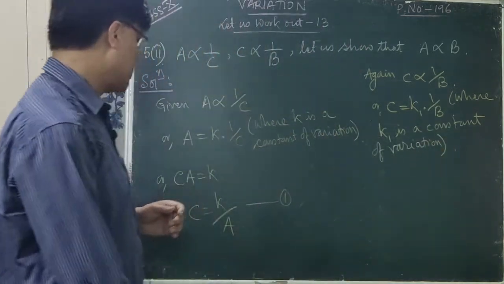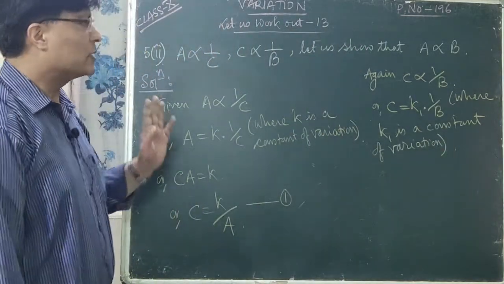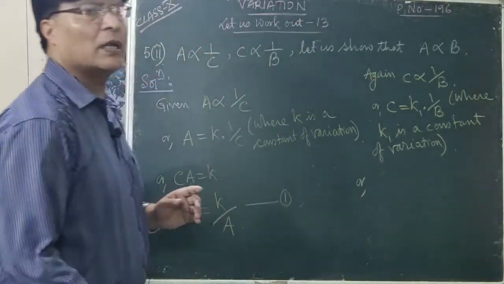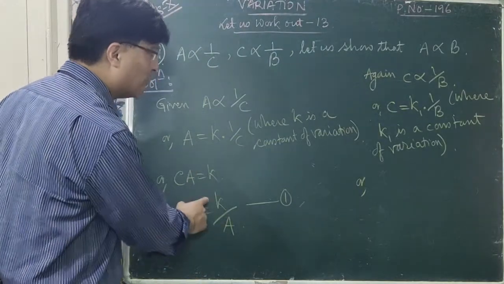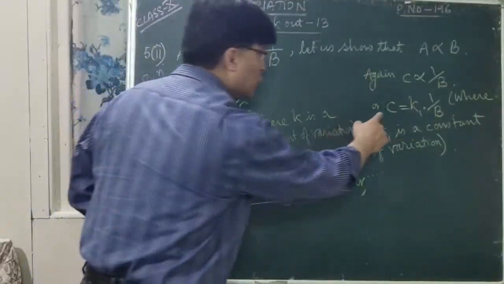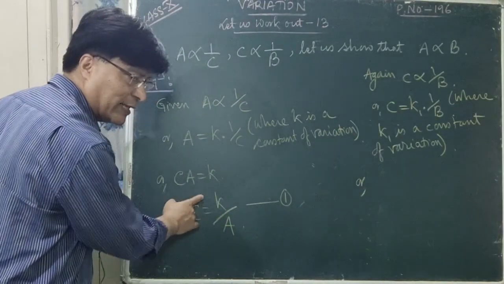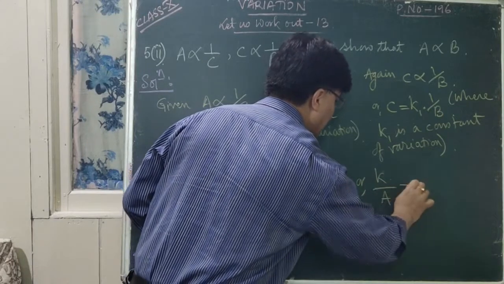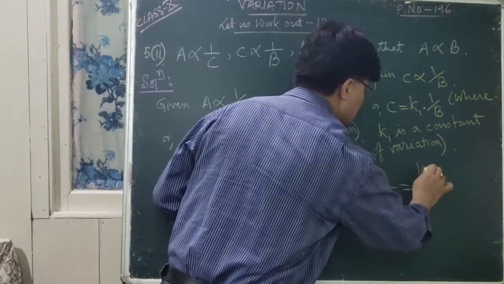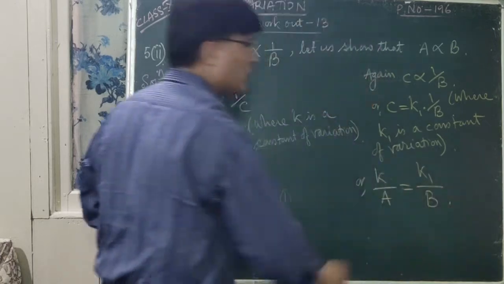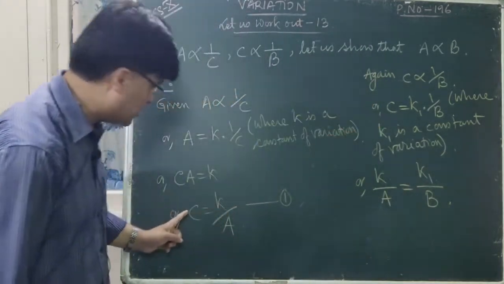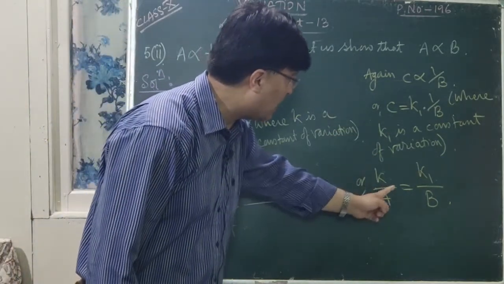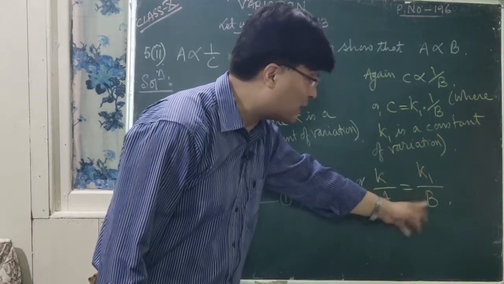So I think you have understood it. Now what will you do? From 1 you can put the value for C in this relation. The value of C is K upon A. So in place of C we write K upon A is equal to K1 upon B, that is K1 into 1, divided by B.